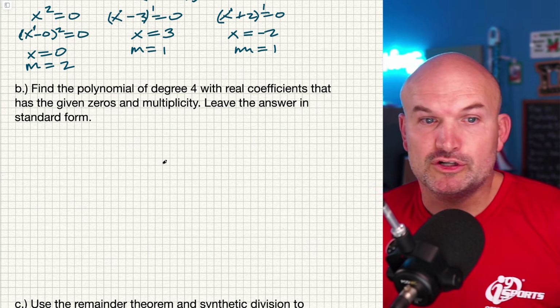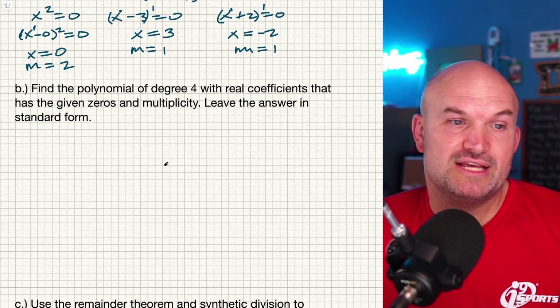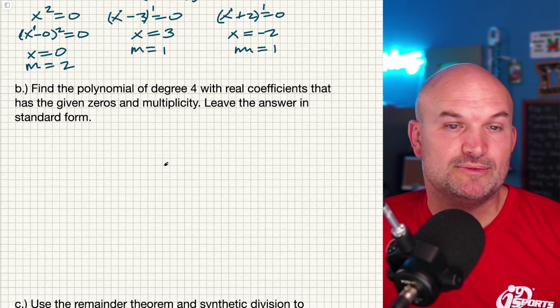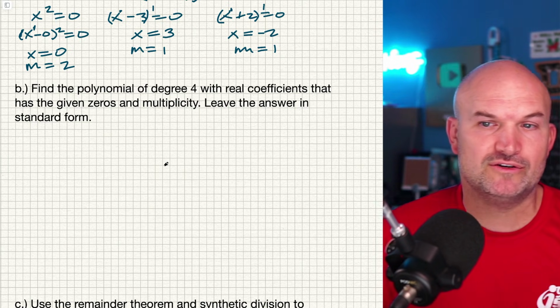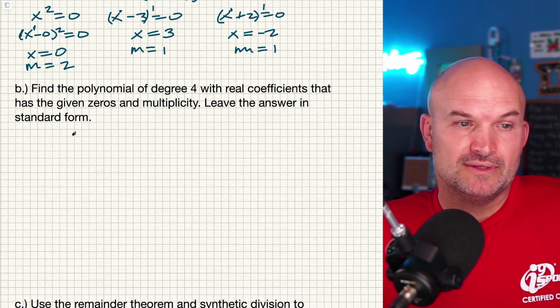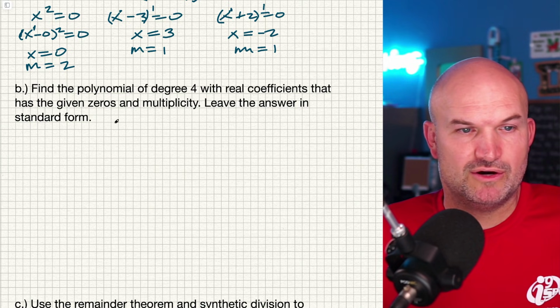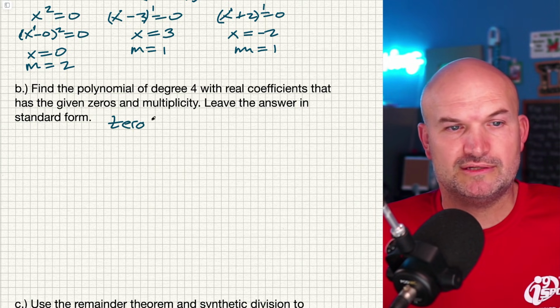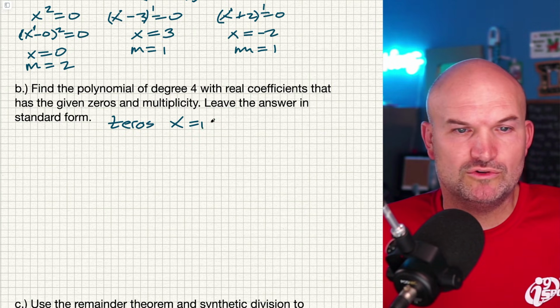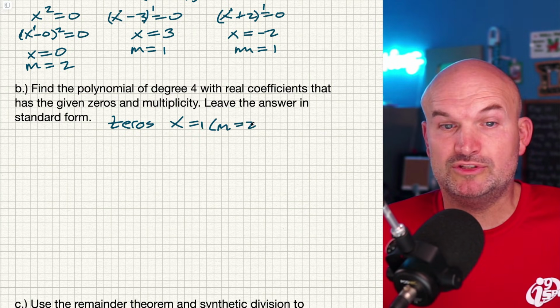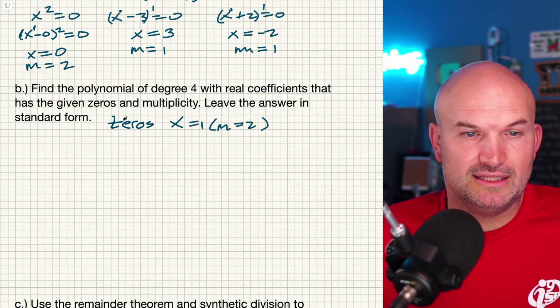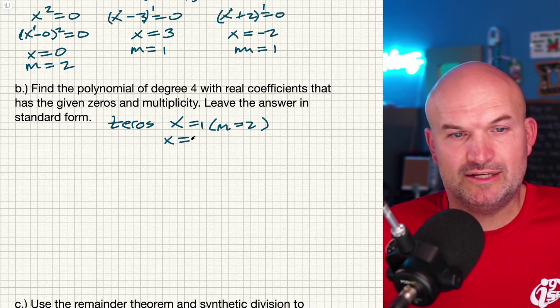Find the polynomial of degree 4 with real coefficients that has the given zeros and multiplicity. Leave the answer in standard form. Okay, so let's find the polynomial, and let's say here are my zeros. Let's do x equals 1 with a multiplicity equal to 2, and let's go ahead and do x equals 3i.